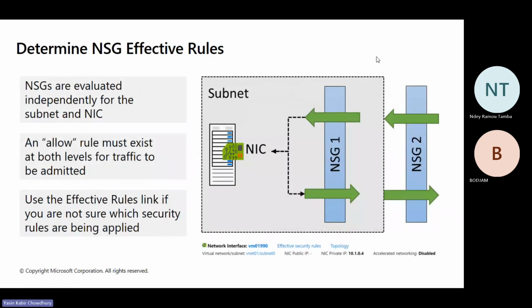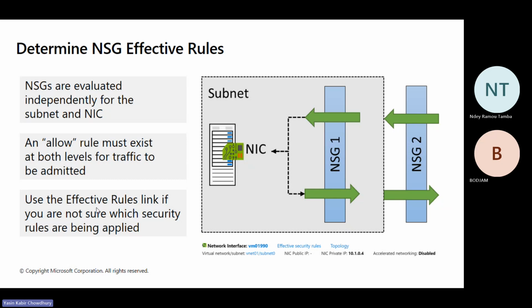Another is determining effective traffic rules. As I told you, the rules can be on your subnet or on your network interface card, or both. Suppose you give one set of security rules on your PC and also another set of security rules on the whole subnet. There is NSG2, another network security group, implemented on the whole subnet. And under this, there will be another network security group, created only for the virtual machine.